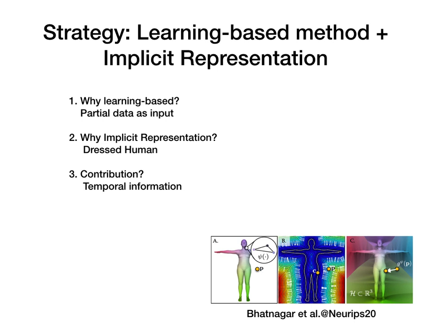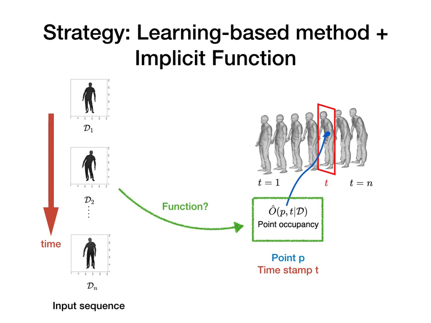Third, what is a novelty in this work? We leverage the information over time to reconstruct human motion. Concretely speaking, we take a sequence of depth image as input. We want to learn a function to predict occupancy value at any time step t and at any point position p.